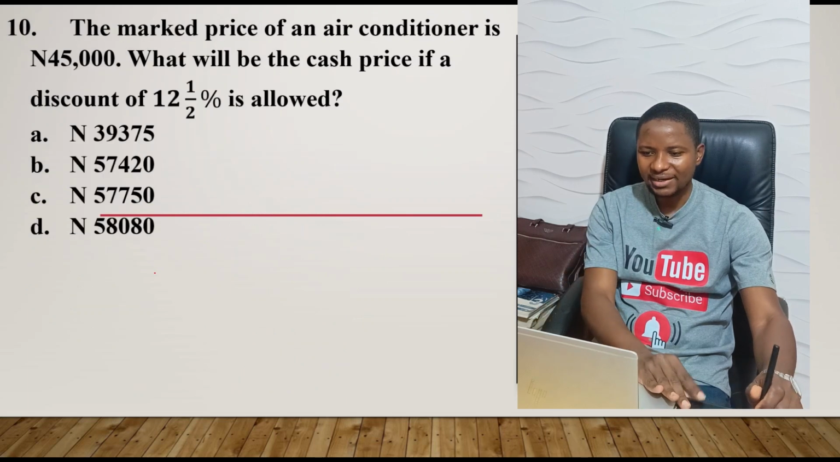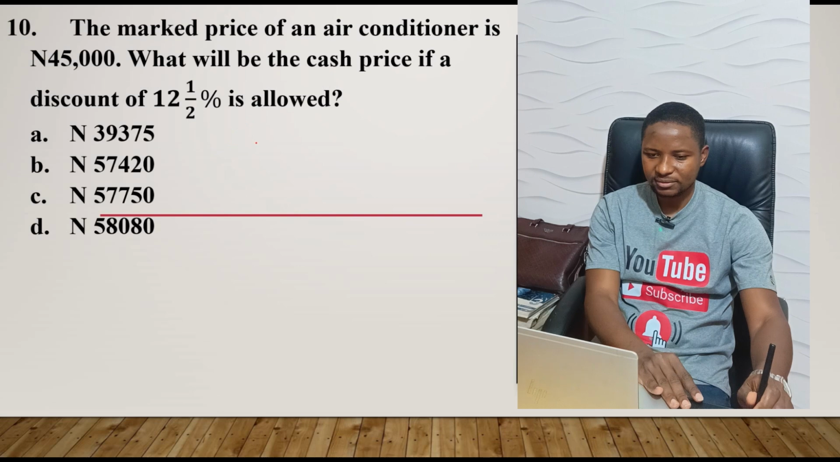The marked price of an air conditioner is 45,000 naira. That was then, those days. What will be the cash price if the discount is 12 and a half percent?